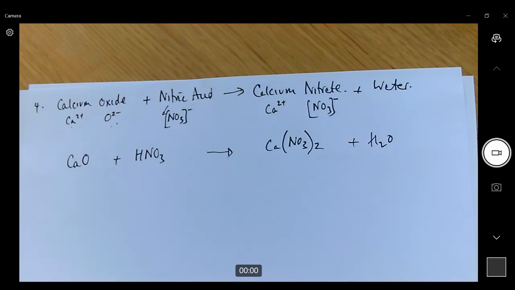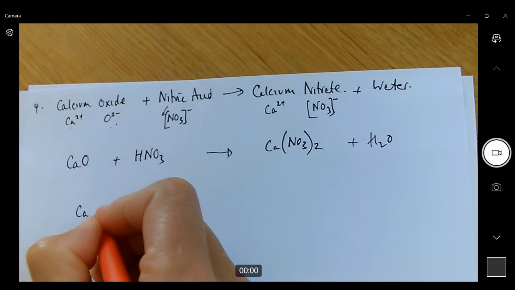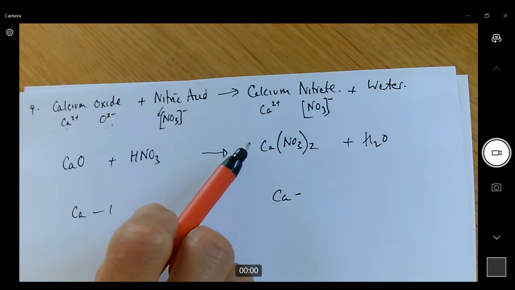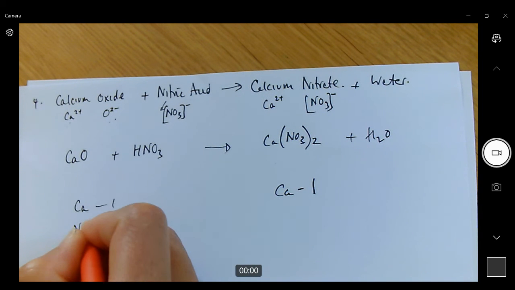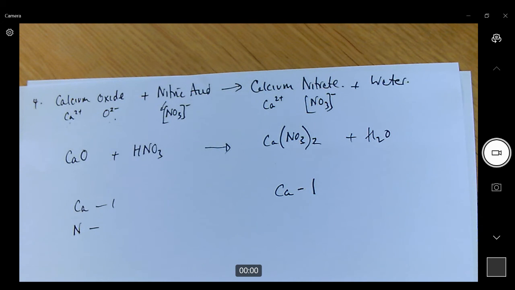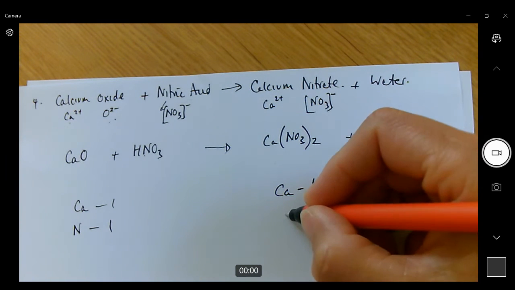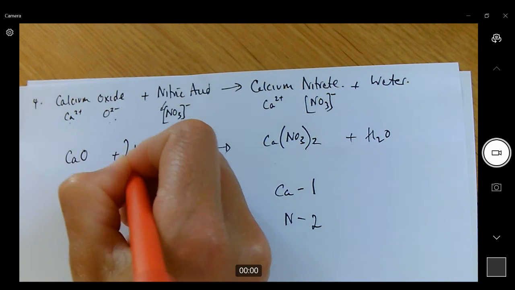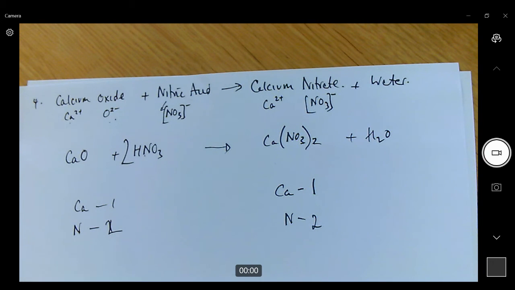Easy. Okay, let's balance it. Let's start with calciums. Calciums, I've got 1 on this side. Calciums, I've got 1 on this side. I'm now going to go for nitrogen. It doesn't matter what order you do this in, by the way, you can pick anything you want. I've got 1 on this side, and over here, because I've got 2 nitrate ions, I've got 2 nitrogens on this side. So to balance it up, I have to put a big 2 in front of this nitric acid molecule, and that gives me 2.